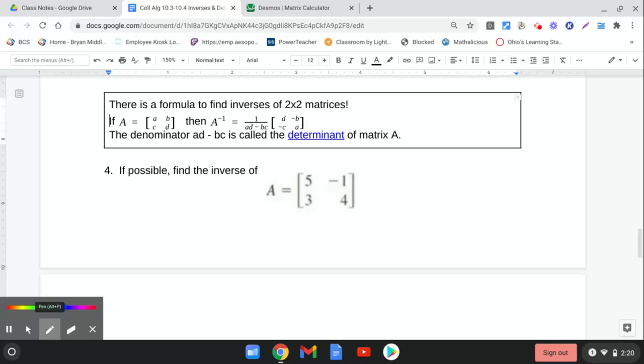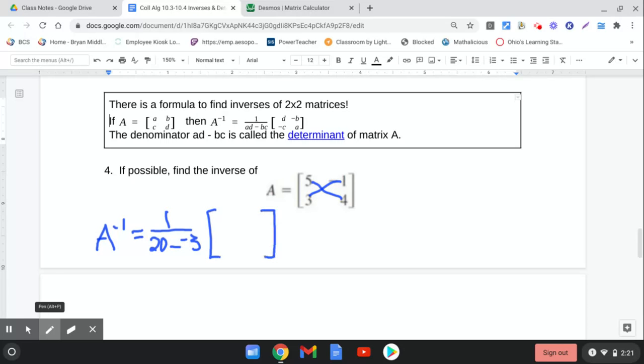So we want to find the inverse of matrix A. Yes, we can go to Desmos and do it there, but I want to use this little formula. So the inverse is going to be 1 over, we have ad minus bc. So this times this, which is 20, minus this times this, which is negative 3. And then we have our matrix. So to deal with this matrix, we flip the numbers on the main diagonal. So the 4 and 5 switch places. And then the other two, they just change signs. So positive 1, negative 3.